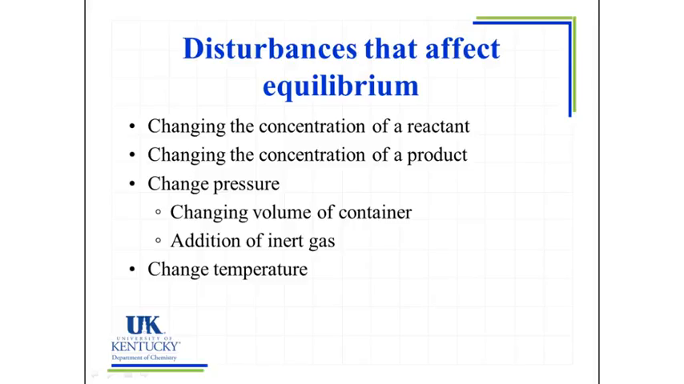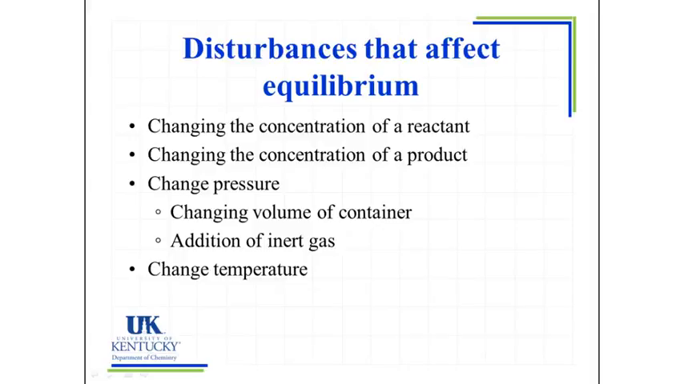There are many things that can affect a system at equilibrium. All of these disturbances can happen to a reaction or to some system, and the system will respond in such a way as to minimize this disturbance. And so we can look at a variety of topics, and we will actually go through examples of each of these so we can see how they apply to actual chemical reactions.